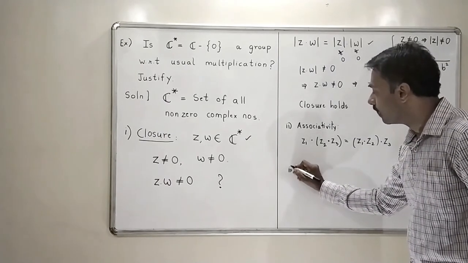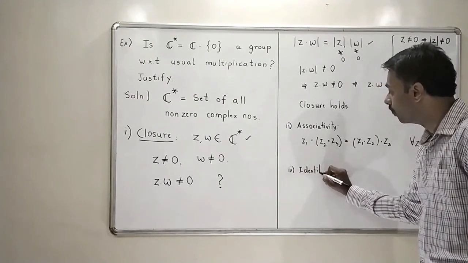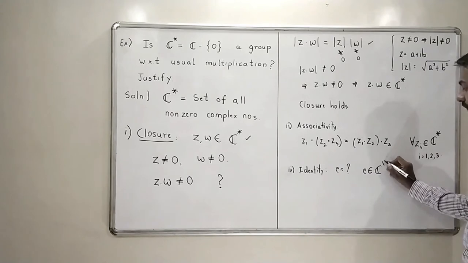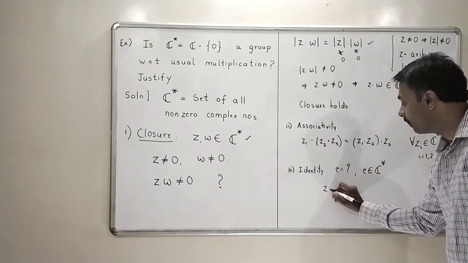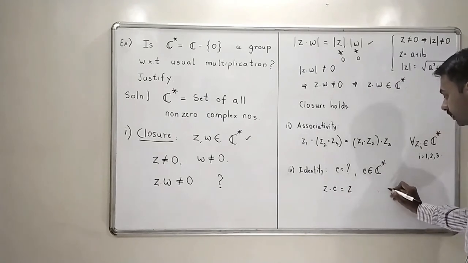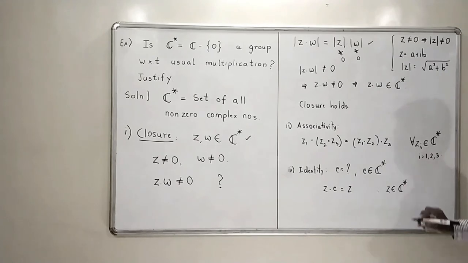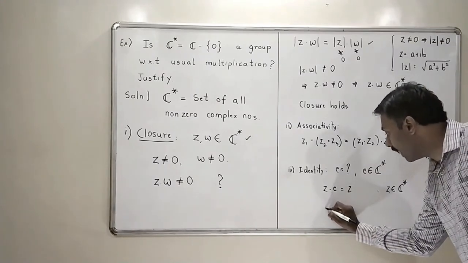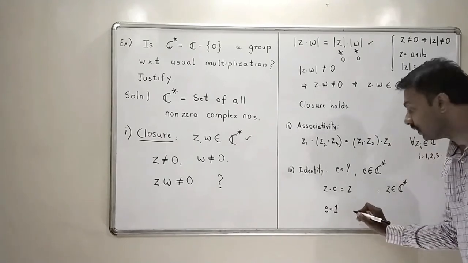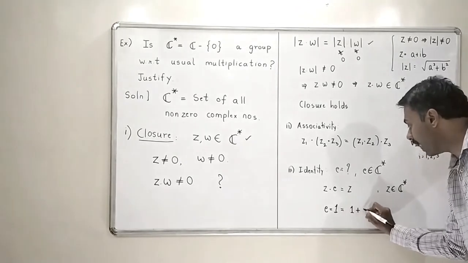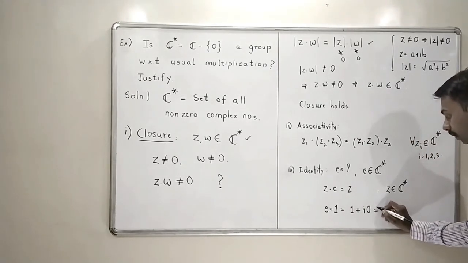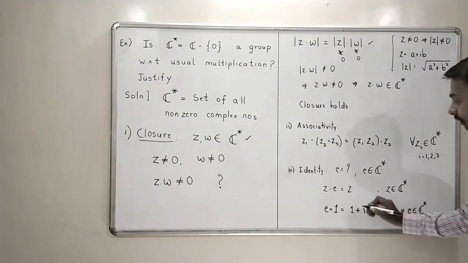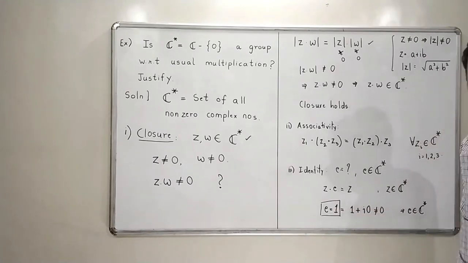The third thing is identity. Can we find a complex number E, a non-zero complex number which belongs to C star, such that Z multiplied by E will give me Z again? Z is an element of the non-zero complex numbers. So which number should I multiply to a given complex number so that I get the complex number back? Obviously that complex number has to be e, which is 1 plus I times 0. This is a non-zero complex number. Therefore, e belongs to C star. The value of e in this problem is e equal to 1.